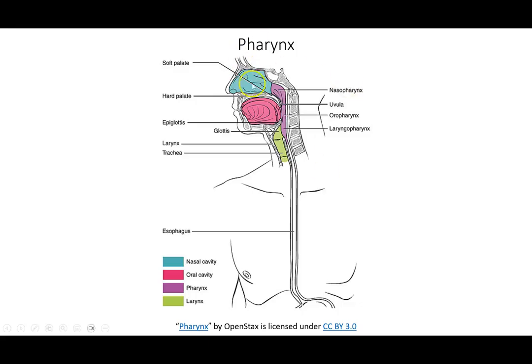So there we've got our hard palate, soft palate, uvula. The nasopharynx is this region up here. So the entire pharynx is represented here in this kind of purplish color. Nasopharynx is up here by the nasal cavity, oropharynx back here behind the oral cavity, and then the laryngopharynx by that larynx again. So it is a passageway for air and for food and beverages and stuff like that.